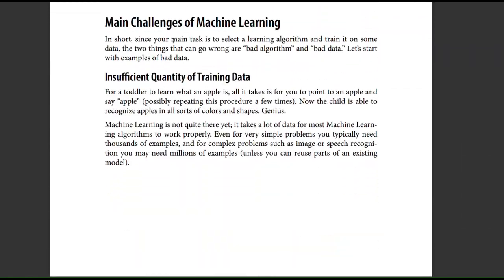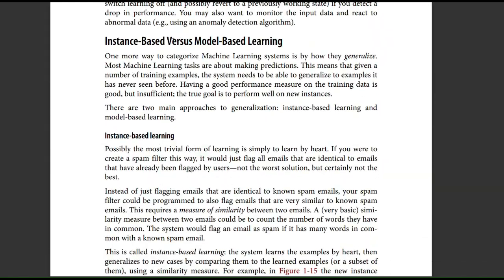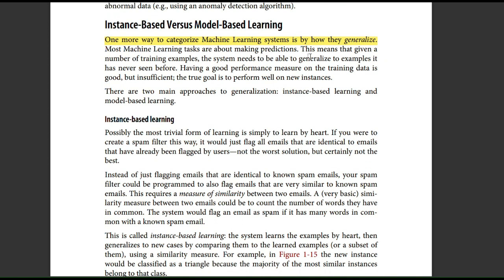Next is instance-based versus model-based. This is another classification technique to classify machine learning algorithms based upon the data, whether it is instance-based learning or model-based learning. So let's read about instance-based and model-based. One more way to categorize machine learning systems is by how they generalize. Let's just highlight this point.